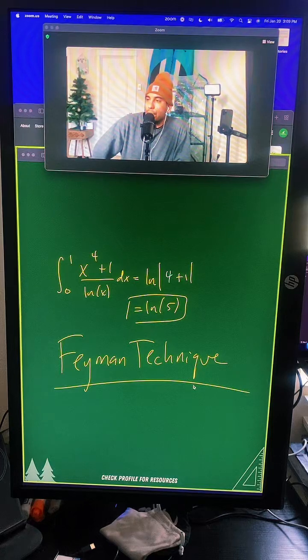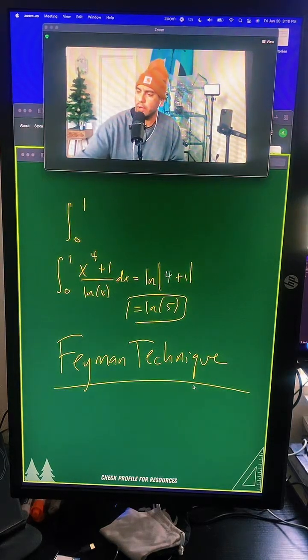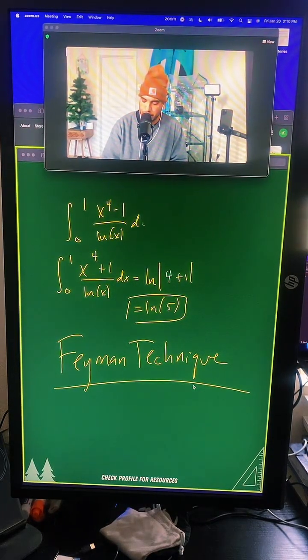Oh, x to the power of 4 minus 1. I think you're right. But you know what? The cool thing is that if it was minus 1 or plus 1, I think we will still arrive at the same answer. But you're right. I think it should be the integral from 0 to 1 of... Actually, no. I think I wrote it as plus 1. But either way, I believe this will still give you the same answer.